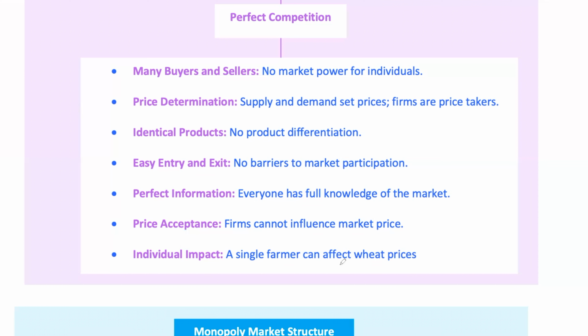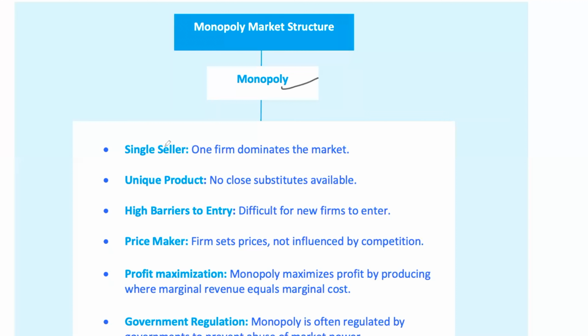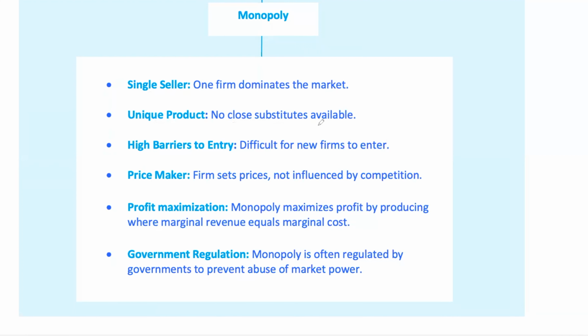In contrast to perfect competition, a monopoly is a market structure where a single firm dominates the entire market. This structure is characterized by several key features. Firstly, there is a single seller that controls the market. This firm has no close competitors offering similar products or services, which grants it significant market power.